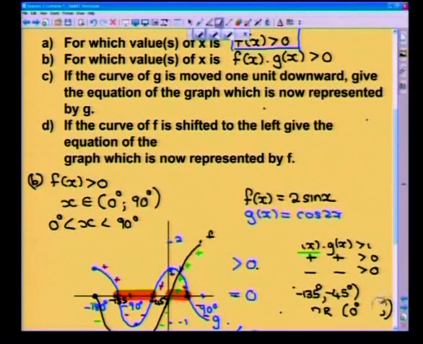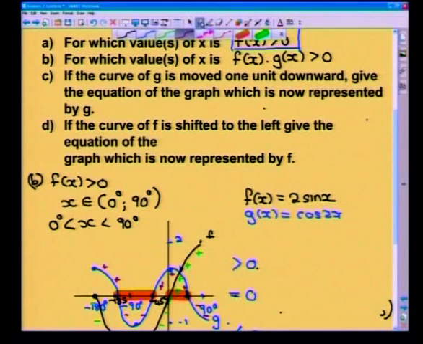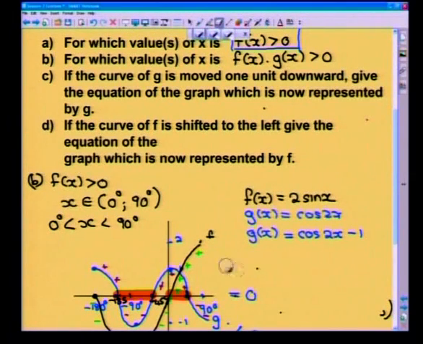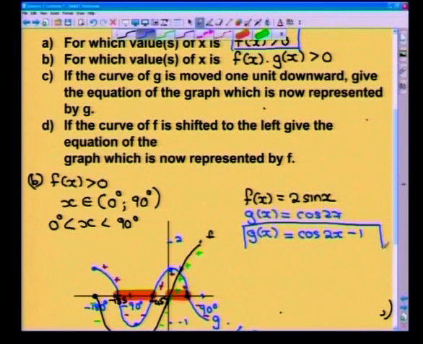So in other words, I'm going to take the equation of G. I'm just going to clear here so we've got a nice space. G being the blue graph. So I would take G of x, and because I wanted to shift down 1 unit, I'd go cos 2x minus 1. Okay, so that's easy enough to do, and that would be the answer for C.